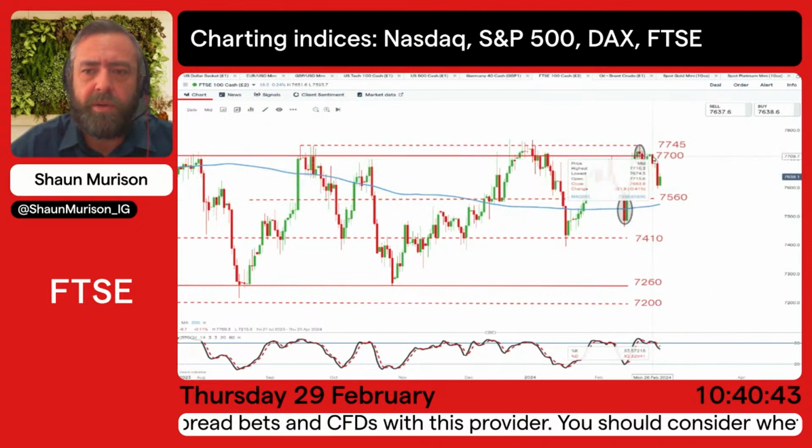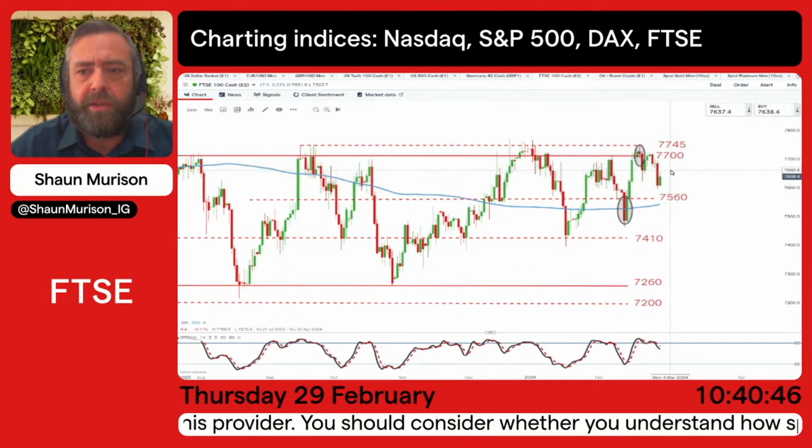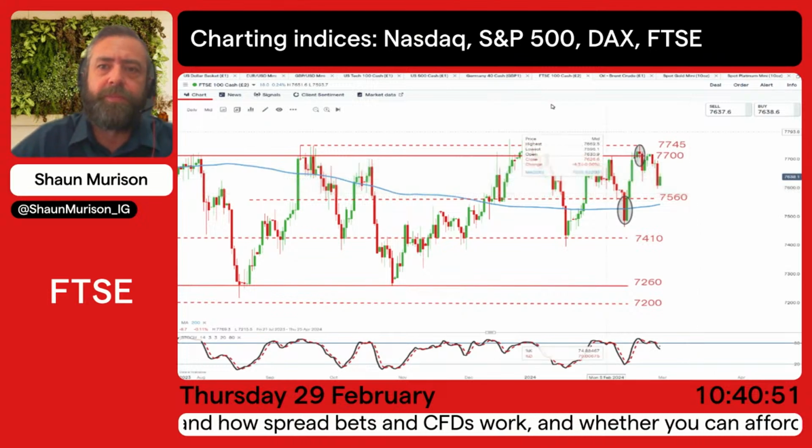But from where we initially saw that reversal, I think you should be looking at trailing that stop loss to a close above at least that 7,660 mark.